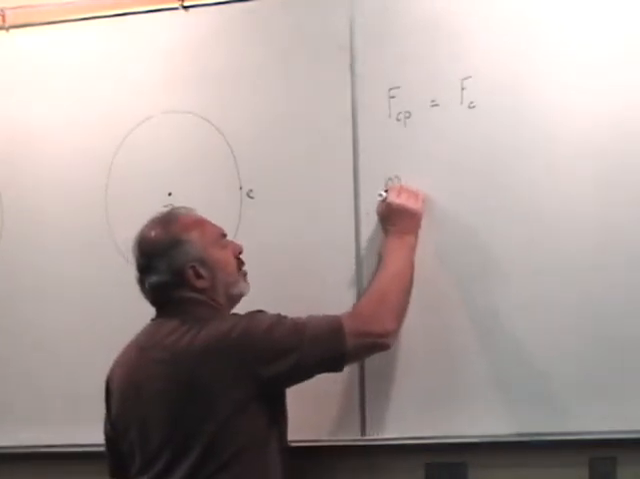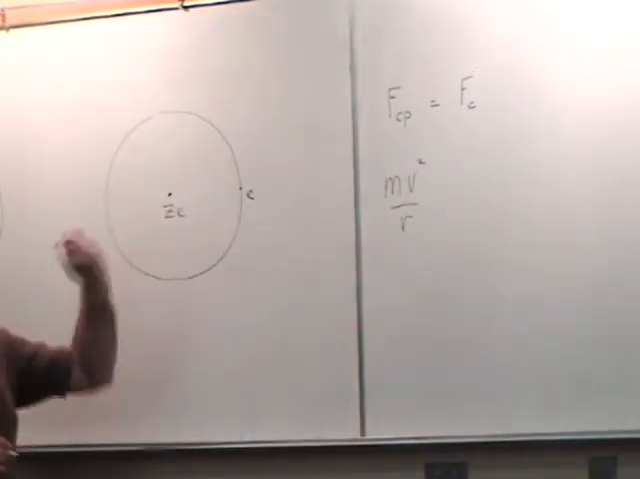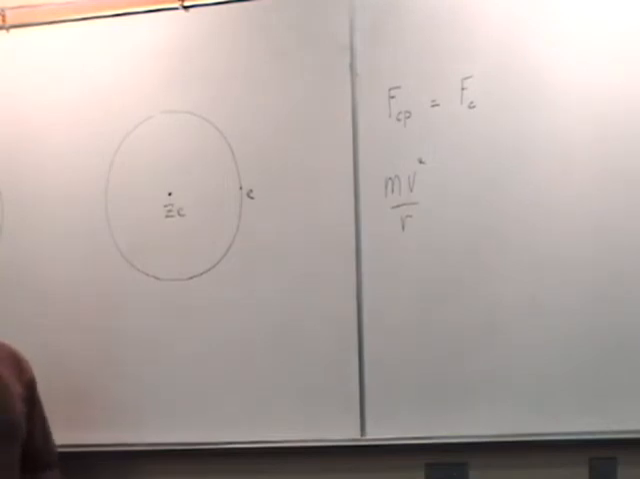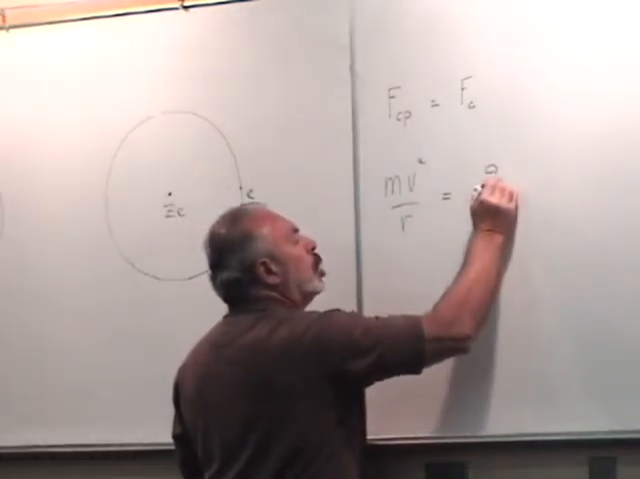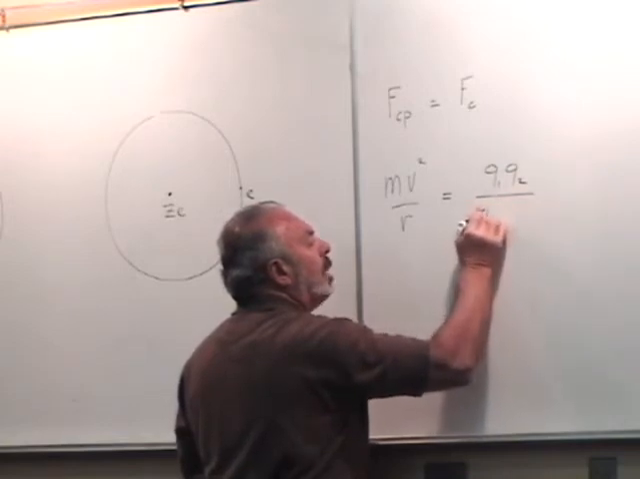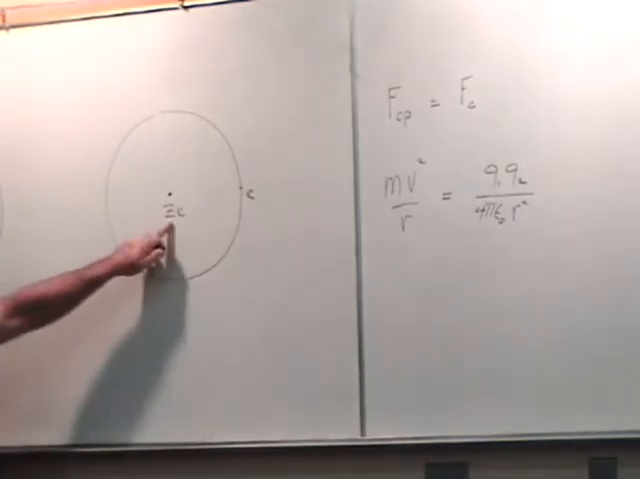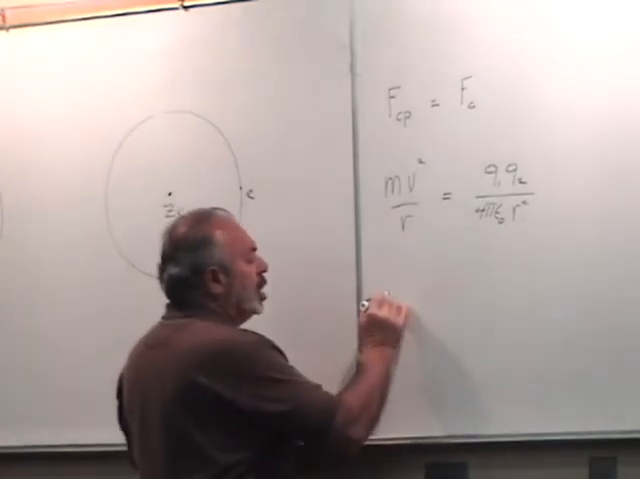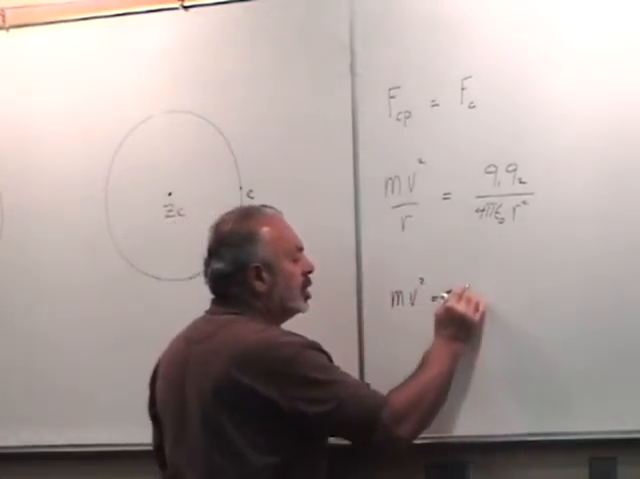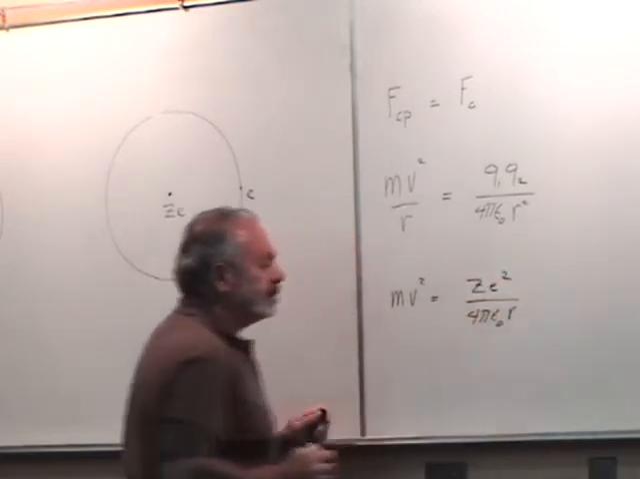As you remember, if you have one point orbiting another point, the centripetal acceleration is easy to calculate. It's v squared over r. So centripetal force is mv squared over r. It's given by the Coulomb force. You probably recall it's q1 q2 over 4 pi epsilon naught r squared. Well, for us, q1 is Ze and q2 is e, so I notice there's an r in common, so mv squared equals Ze squared over 4 pi epsilon naught r.